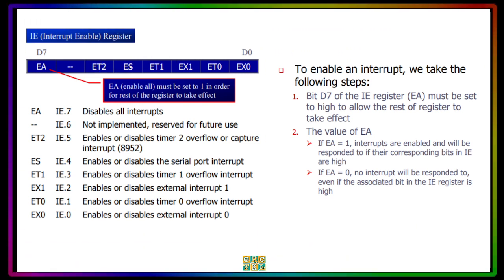So what will happen is that the ES, or the serial port interrupt, will be enabled here, and EA will be equal to 1. It means that for any activation, the 1 that you put here will not be effective unless you put EA equals 1. So we will be forced to put 1 on EA, and to do that we have to put 1, 0, 0, and then you can put 1 on ES if you want to activate ES.